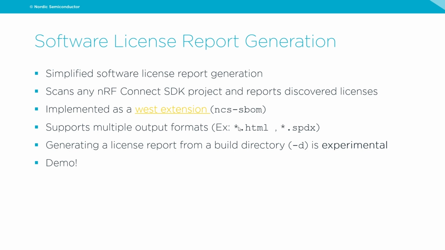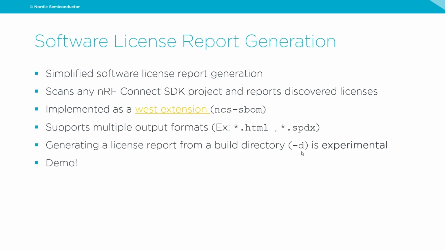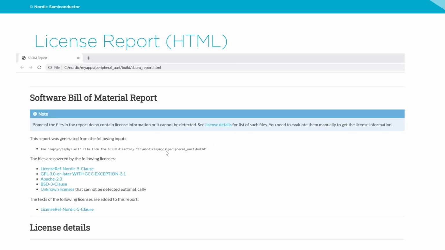I'll just show you quickly some of the outputs of this cool extension. So what you see here is the license report for one of the samples that I built, which is the peripheral UART. It's the Nordic UART service sample, a very popular Bluetooth Low Energy sample. I built a folder, and then I specified the -T option, which is currently, by the way, experimental. So you might see a warning when you use it. Nevertheless, it scanned the used modules in this sample and reported the discovered licenses.